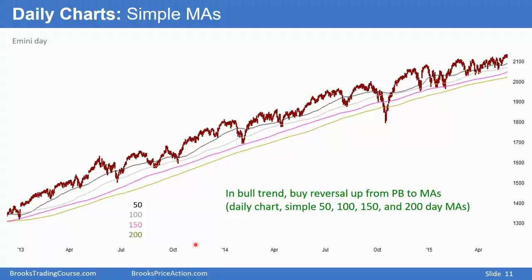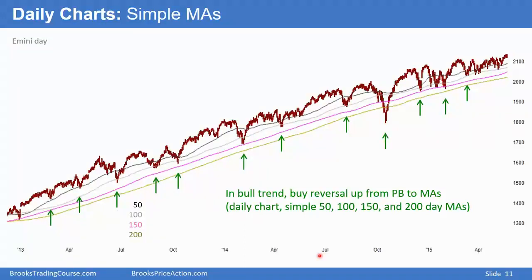And in a bull trend, bulls will buy reversals up after the market pulls back to any of these moving averages. You can see it pull back to the pink line, the 150-day moving average, reversed up. Fell below the yellow line, the 200-day moving average, reversed up. And you can see a lot of the reversals are taking place at these lines. Pull back to the 50-day moving average, kept reversing up.